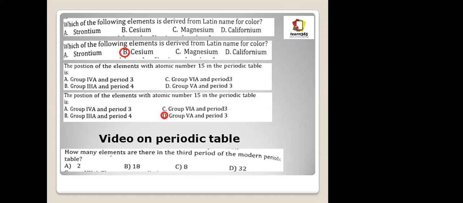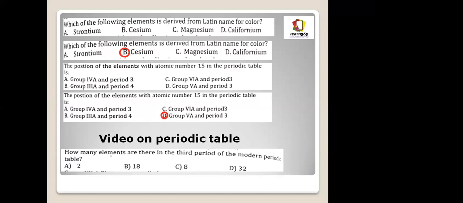How many elements are there in the third period of the modern periodic table? The question. Start. Okay, they are answering. Yes, because this was yesterday's question, so they've understood. Nice. Good job, guys. Very good. All right. Okay, we can move on.